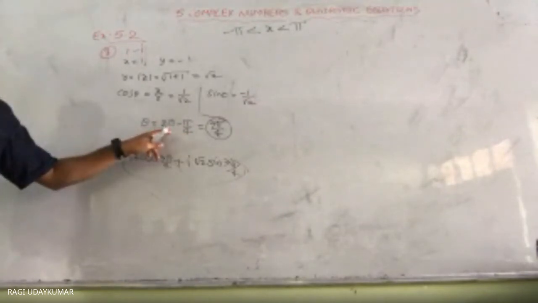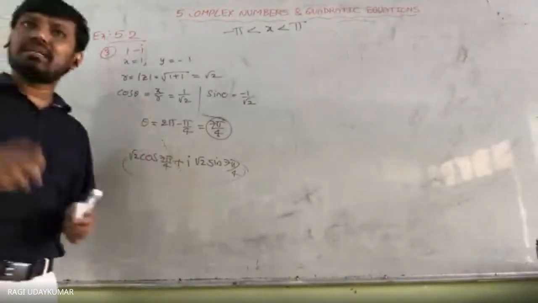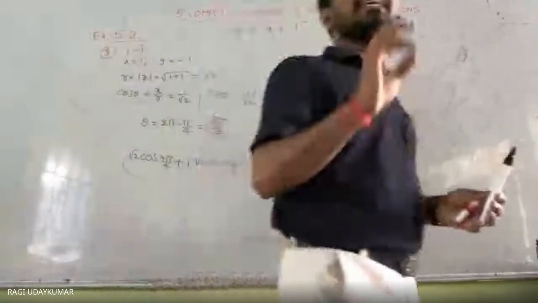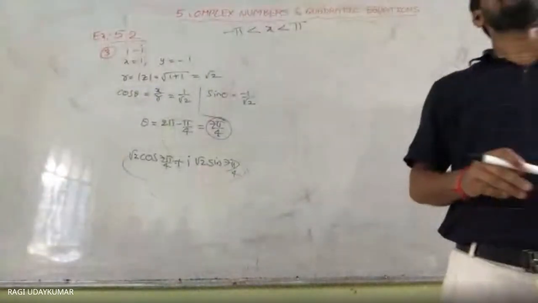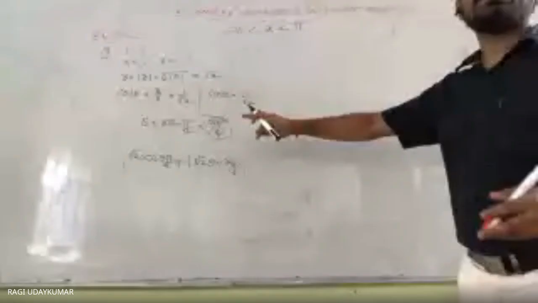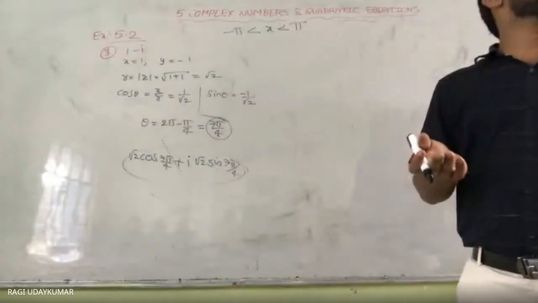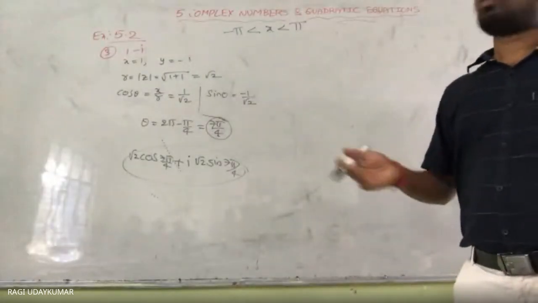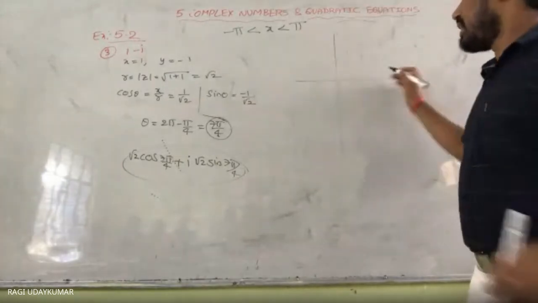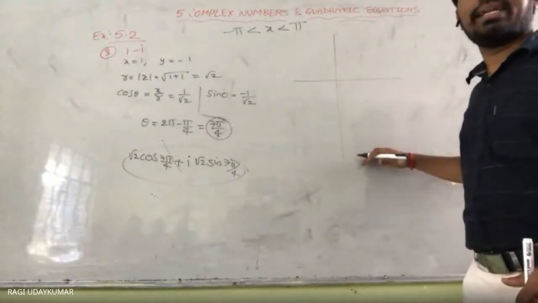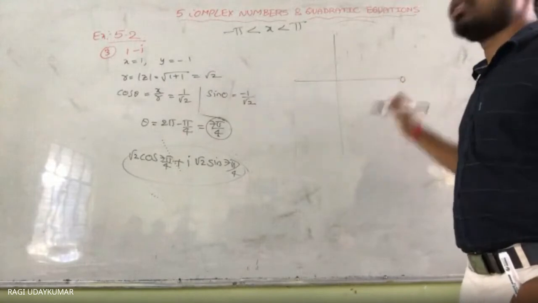This one, pi, represents 180 degrees. Pi is nothing but 180 degrees, and 2 pi is nothing but 360 degrees. For the fourth quadrant, it is 360 minus theta. So you can write here 0.